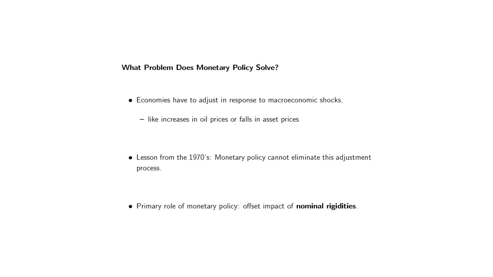Instead, over the next 30 years, there's been a considerable amount of research in macroeconomics about what the role of monetary policy is, and what it is supposed to be doing. The conclusion from that research is basically that the goal of monetary policy is to offset the impact of what economists call nominal rigidities. So let me tell you what nominal rigidities are.